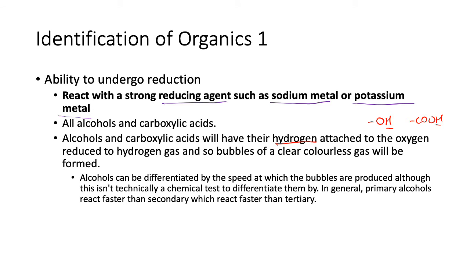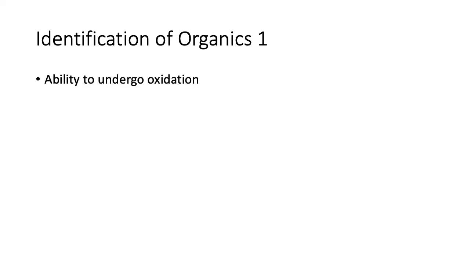Alcohols can be differentiated by the speed at which they produce bubbles, but it technically isn't a chemical test. So in general, we have the primary alcohols react the fastest, the secondary which react second fastest, and then tertiary which react the slowest. Okay, so you add the sodium metal to it, you look for bubbles if they start to form. If bubbles start to form, then it's undergoing reduction if you know that it's going to be one of the alcohols or carboxylic acids, one of those things that we listed out at the beginning. All right, let's look at the next one.